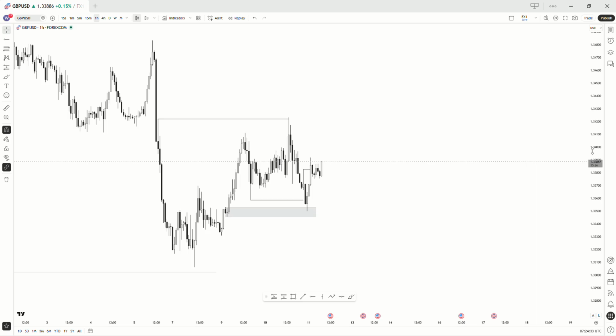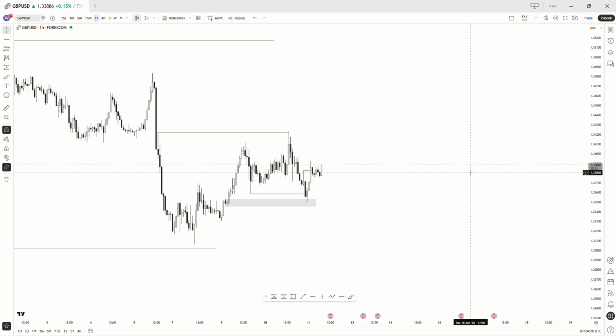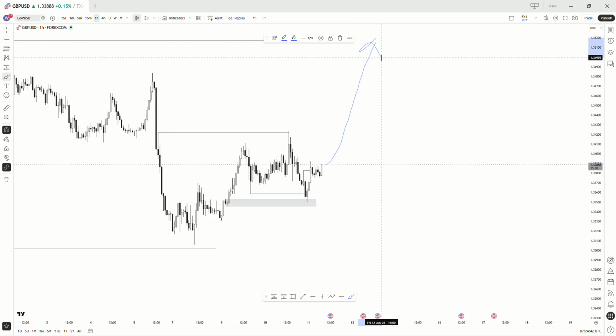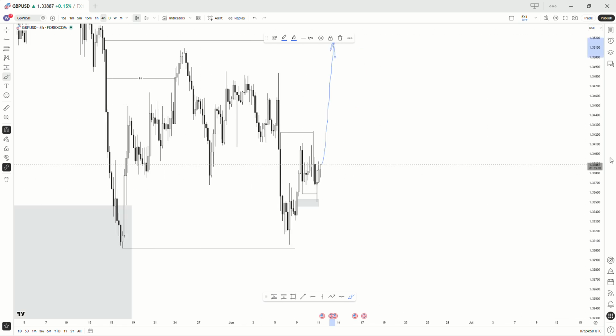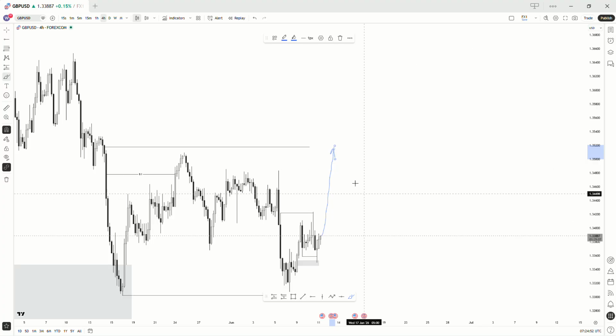But to be honest, if I'm to put my money somewhere, I would go long to these highs rather than go short at the moment for GBP USD. But let's see, we just have to be patient.